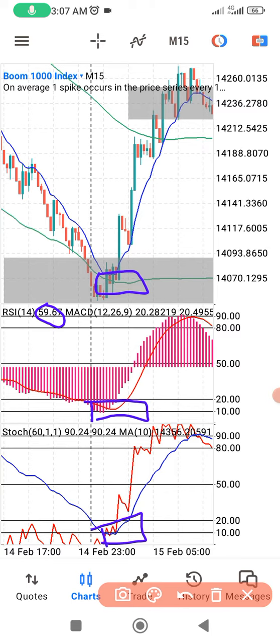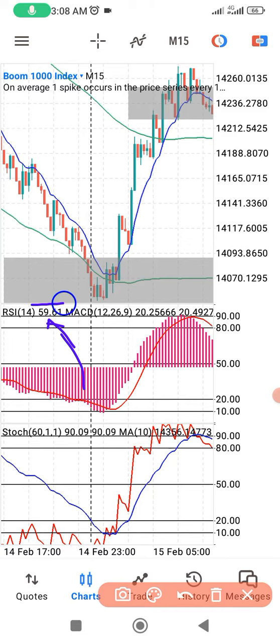is at the level of 30. Let your RSI number be around 30, 35 and below. This is the number I am referring to. This is the RSI number I'm referring to, that number in that box, 59.60. Now, let the number be reading 35 and below. Once you have seen that, you can buy.